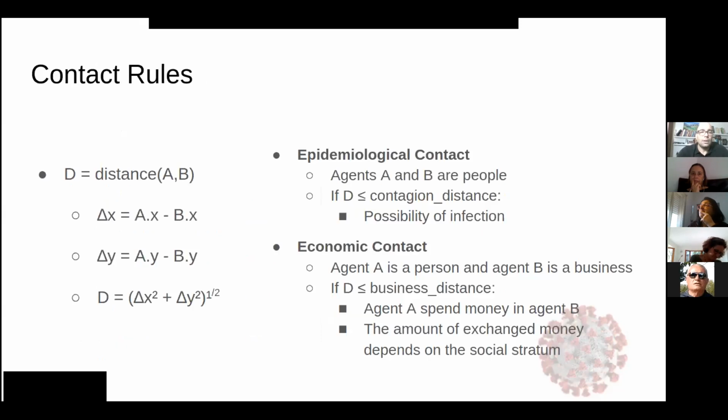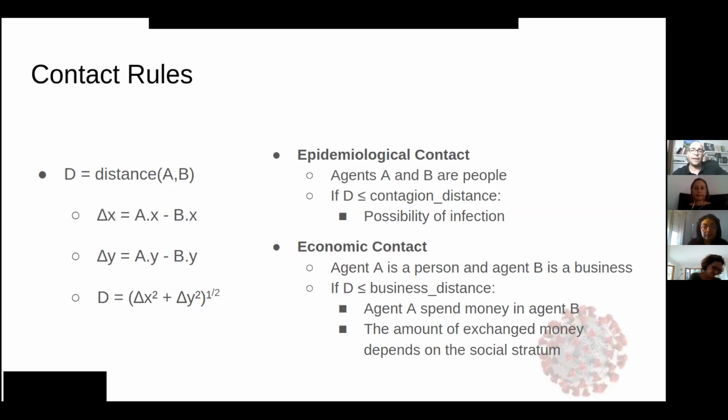So we go back to the contact rules. While moving, the distance between the agents is always being measured. And if the distance between the agents falls lower than the contagion distance, we have the possibility of an infection. And if the distance between agents falls lower than the business distance, these two agents are making business. They are exchanging money or working. Okay? So work is also exchanging money.